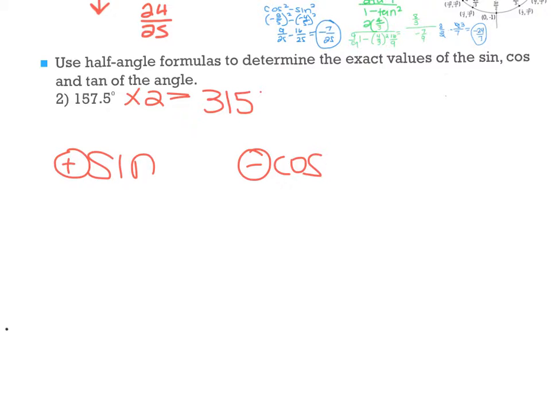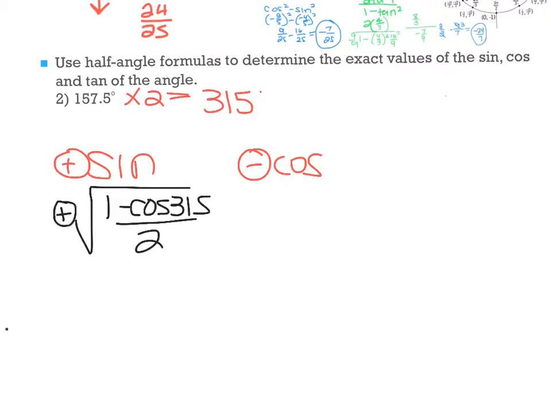So again, for the half angles, based on the half angle, you pick the positive or negative. But then every other piece of information is based on the double angle. So I have to double the 157.5 to get 315. And then when I go to find the sine, I'm doing the square root of 1 minus the cosine of 315 over 2. And at the end, I'm going to make sure that I keep it positive.